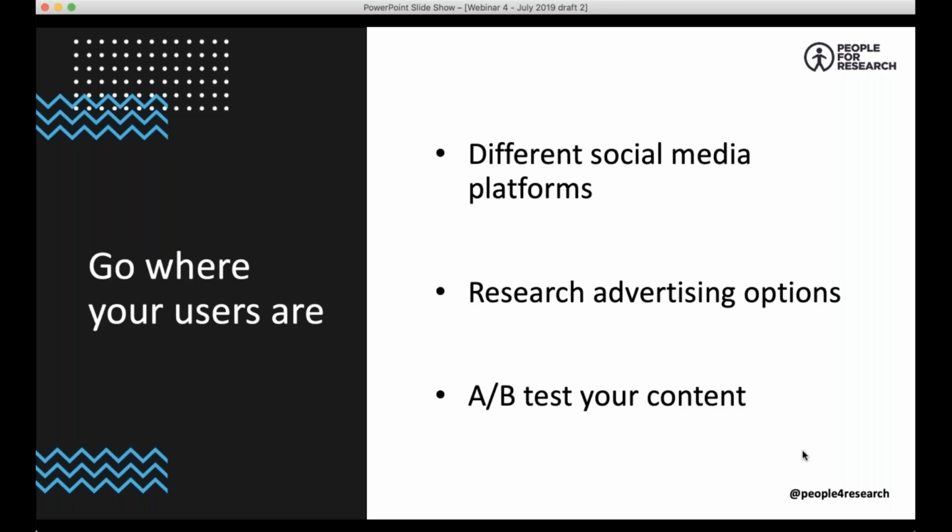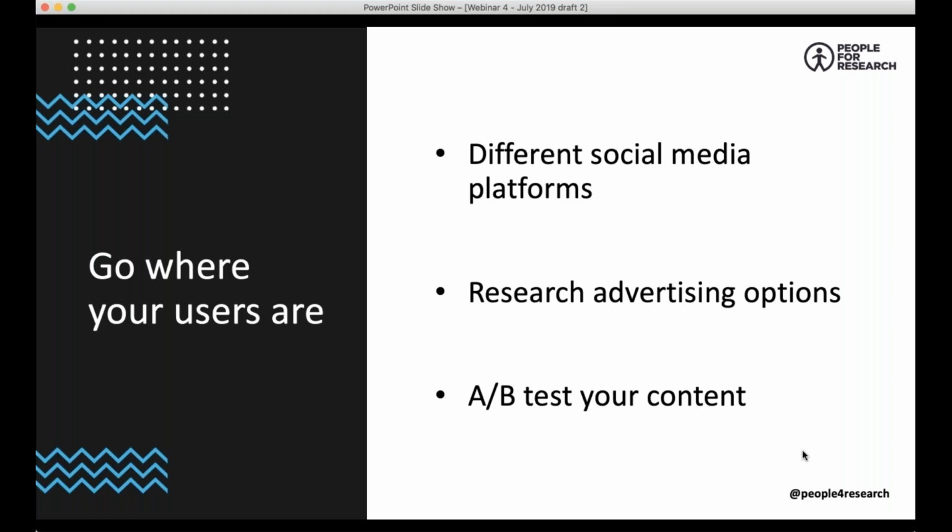Next, we have going where your users are. So if you have a diverse audience, it's likely that they are spread across different platforms, for example, on social media or online forums. So depending on the segmentation you need to do to reach the right people, you're going to need to find where your groups are. Also, because organic reach on social media, for example, is so low at the moment, this usually means having to pay to show them your message and your content, and this means researching advertising options.